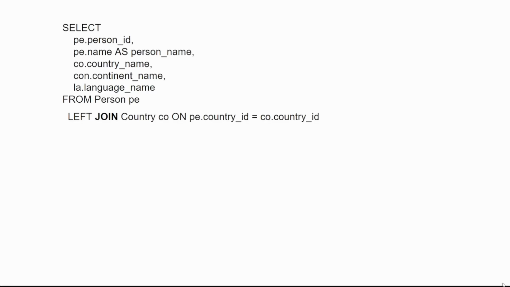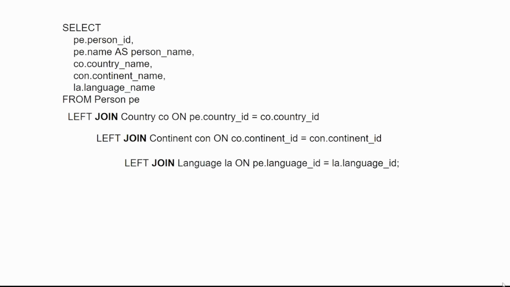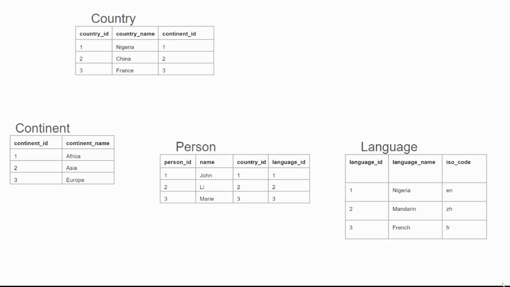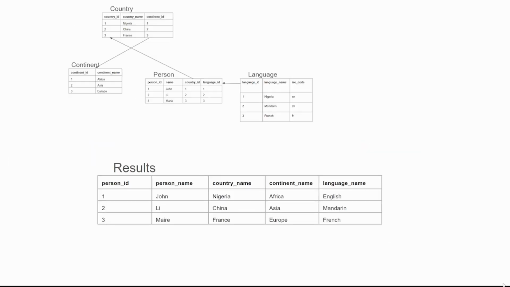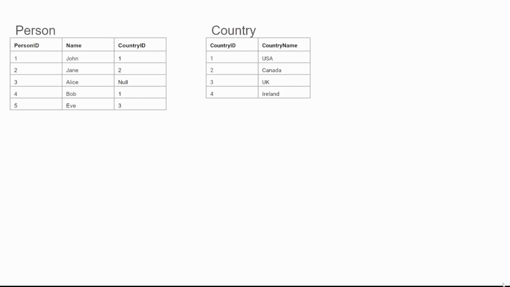A join in SQL is an operation that combines rows from two or more tables based on a related column. You do this to retrieve data that spans multiple tables, trying to find data that's relevant to one another. So here's the data I'm going to be joining.